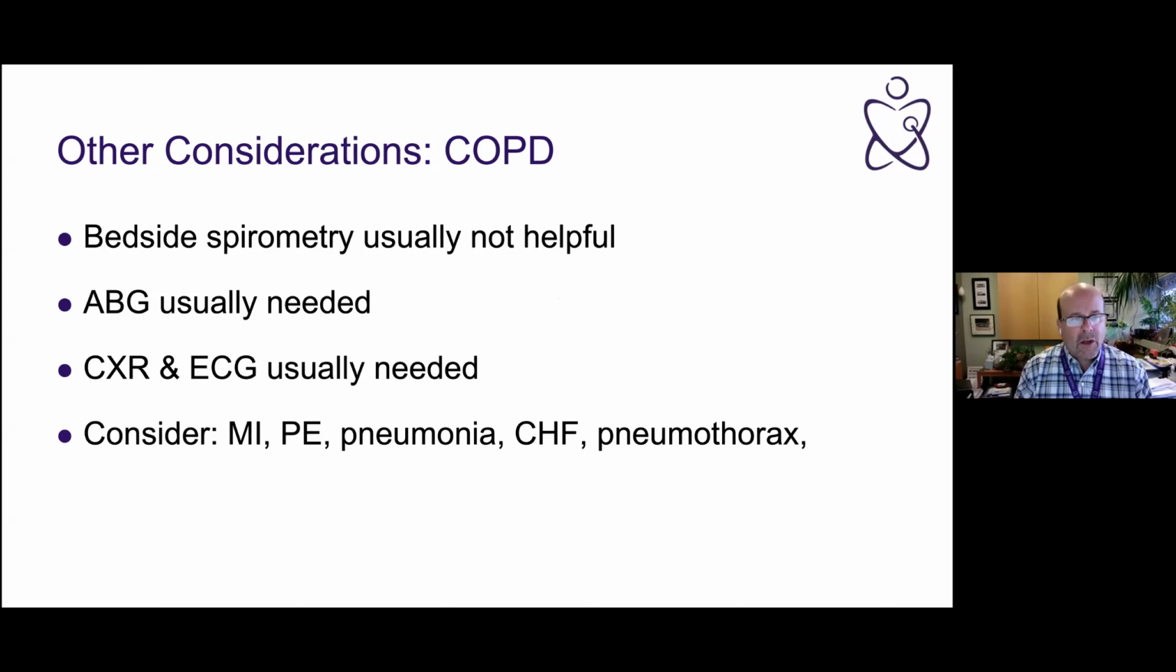Other considerations: bedside spirometry is usually not helpful. A blood gas, either arterial or venous, is usually needed because you really want to assess the ventilatory status, the PCO2 and pH. The oxygen status you can do with a sat meter. Chest X-ray and ECG are usually needed because COPD and coronary disease run hand in hand, and you can often be confused. And then you, of course, consider the other usual things.